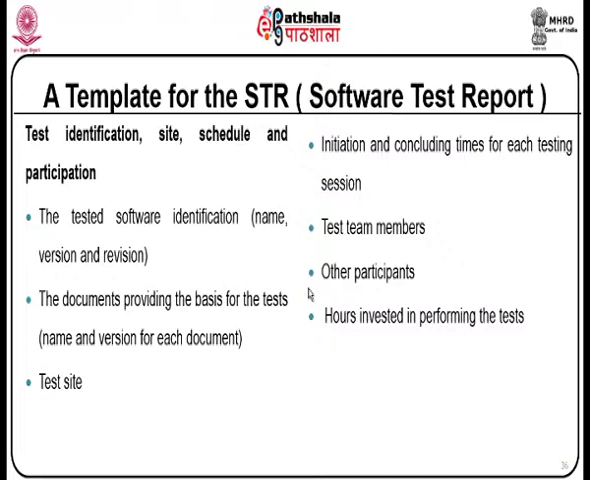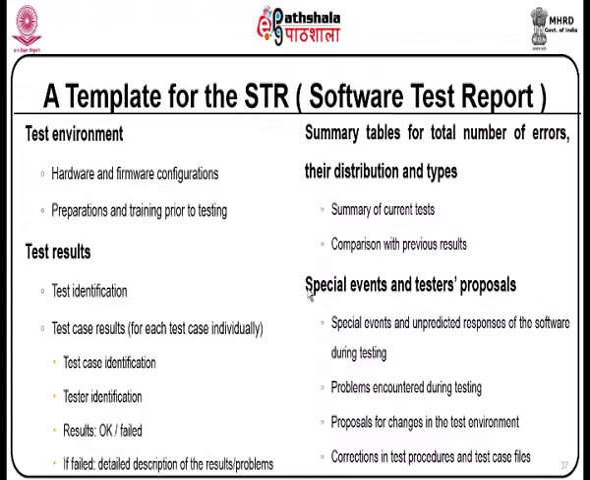Test identification, site, schedule and participation. The tested software identification: name, version and revision. The documents providing the basis for the test: name and version for each document, test site. Initiation and concluding times for each testing session, test team members, other participants, hours invested in performing the test. Test environment: hardware and firmware configurations, preparations and training prior to testing.